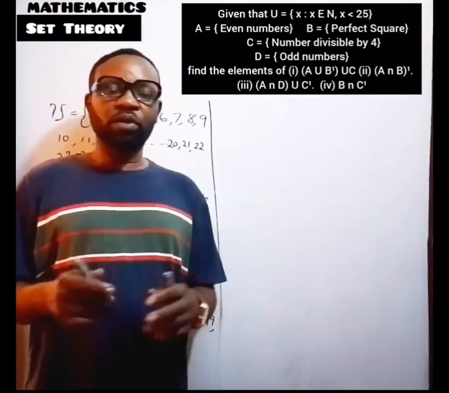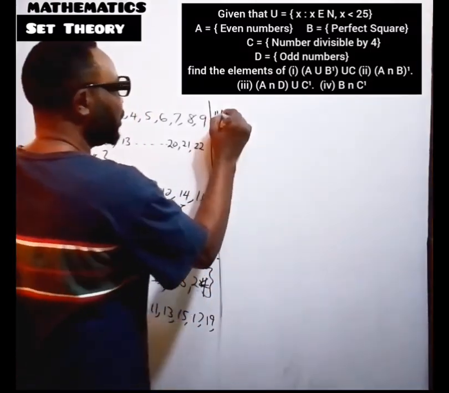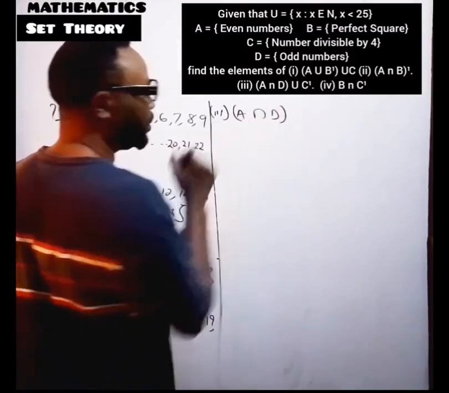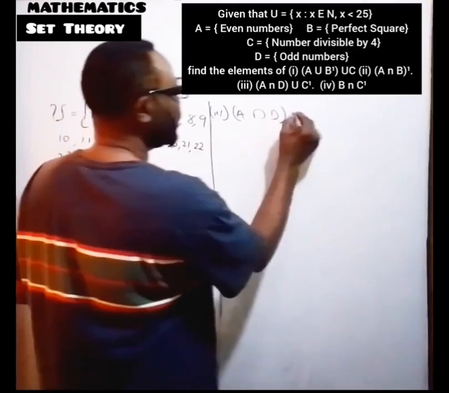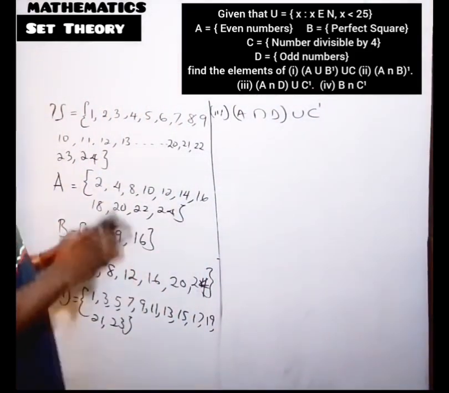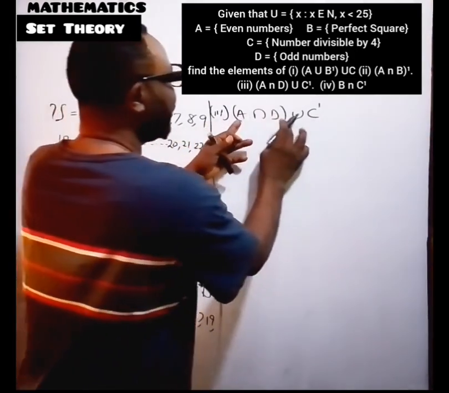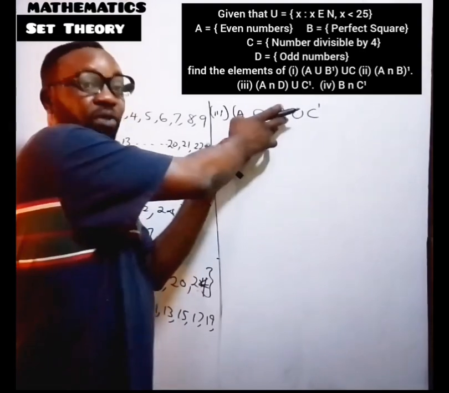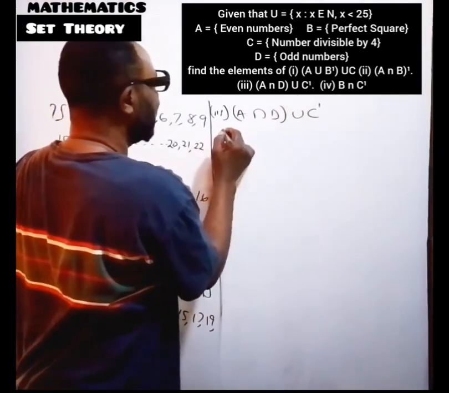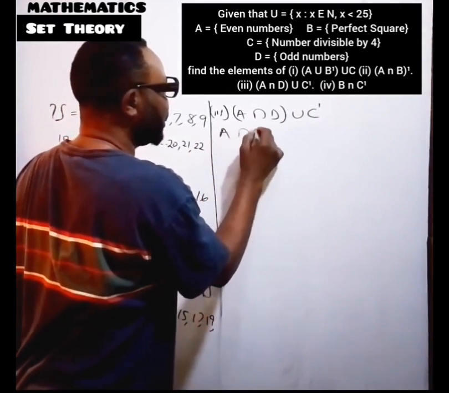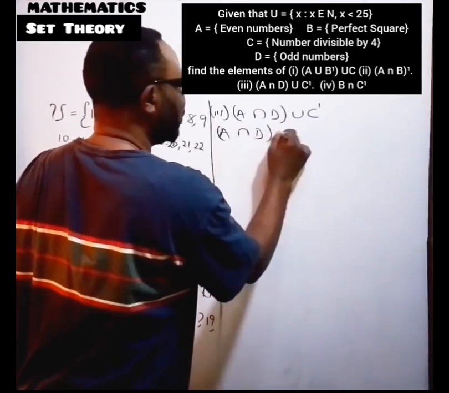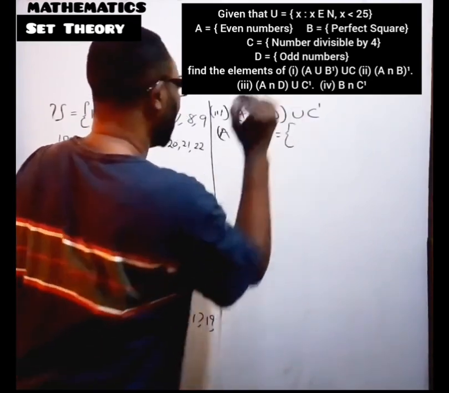Now, the third question says we should find the value of A intersection D, close the bracket, then union C complement. We have to bring out the value of A intersection D first, then we'll find the value of C complement. So let's look at the value of A intersection D.